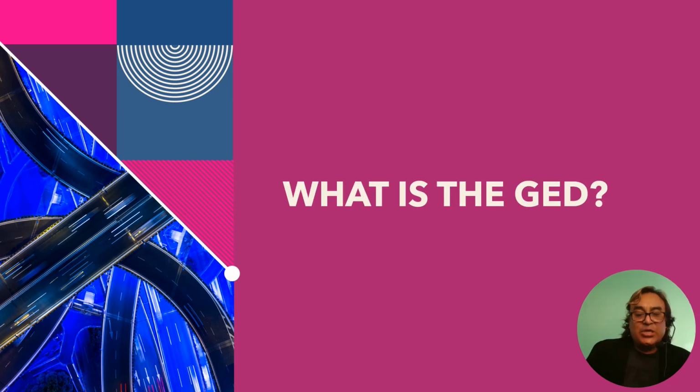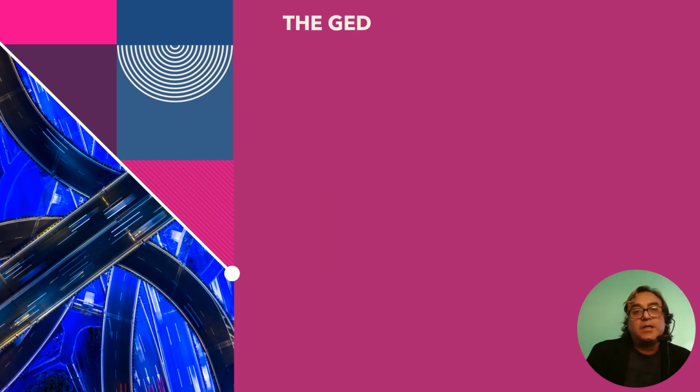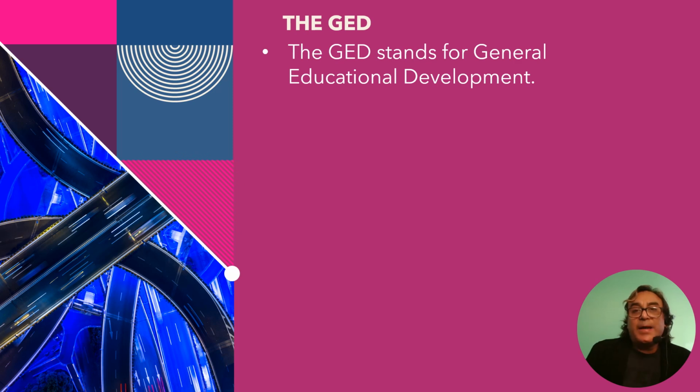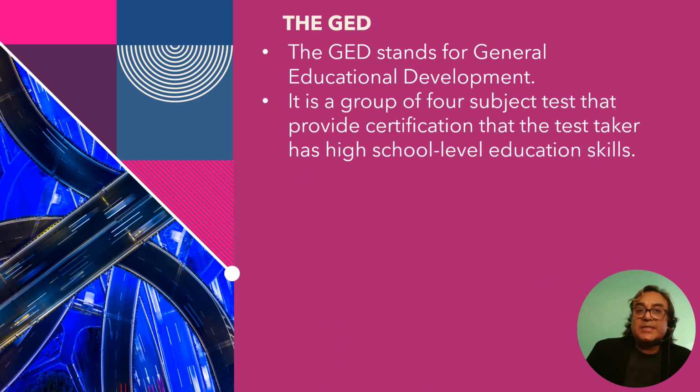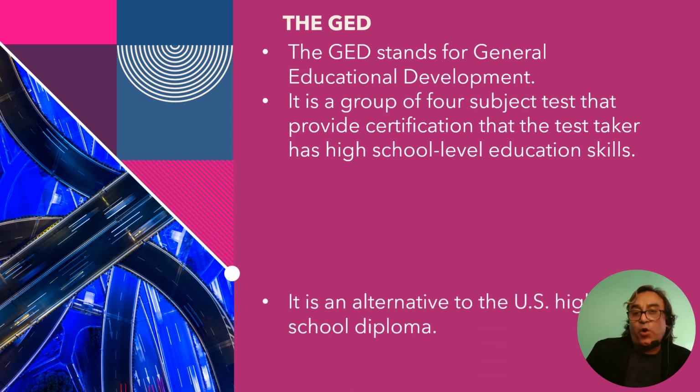What is the GED? The GED stands for General Educational Development, and it is a group of 4 subject tests that you must pass to get your high school diploma equivalency. It is a group of 4 subject tests that provide certification that the test taker has high school level education skills. It is an alternative to the U.S. high school diploma.